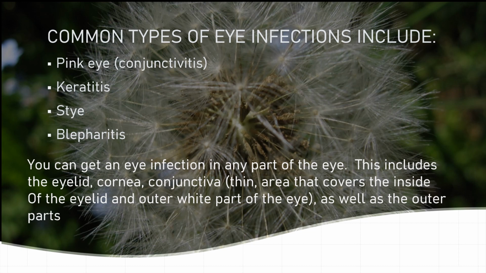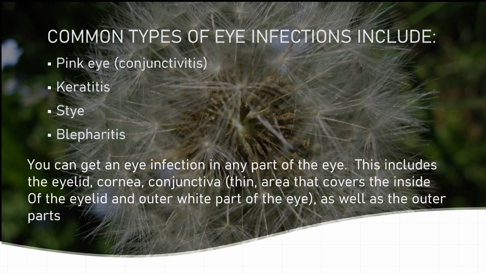Another type of infection is a stye. This usually starts out as a painful red bump under the eyelid or at the base of the eyelashes. You get them when the oil glands in your eyelid or eyelashes get infected with bacteria. These are similar to a pimple. Blepharitis is a chronic eye condition that causes inflammation and irritation of the eyelids. It can cause redness and crusting.